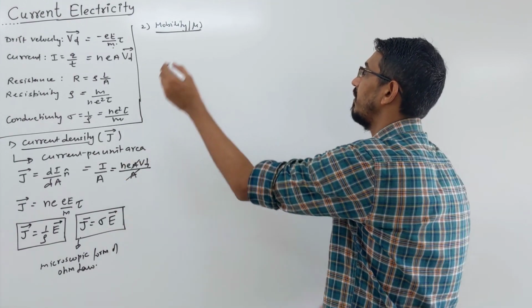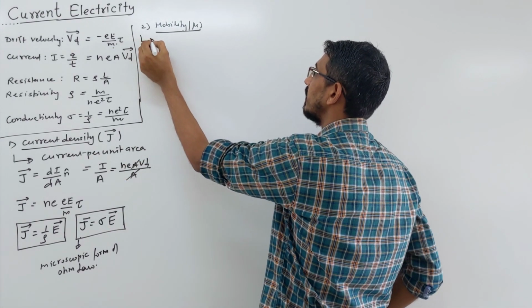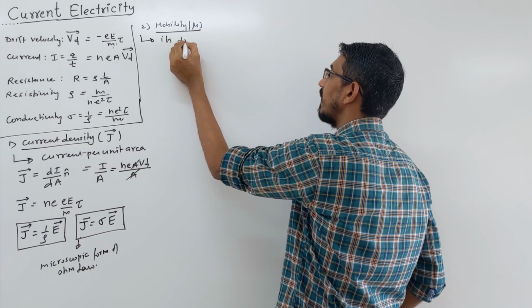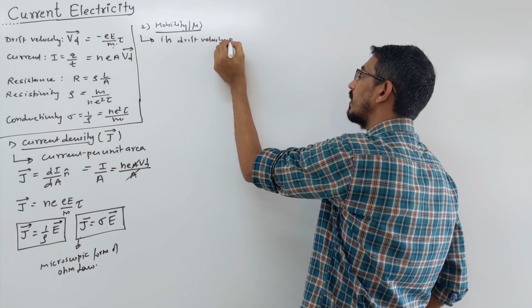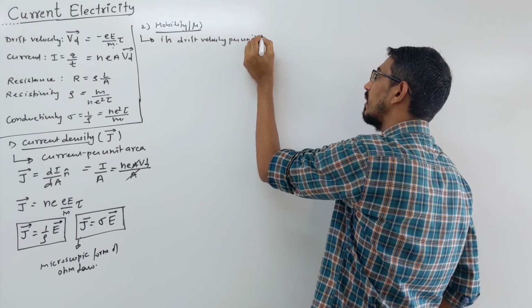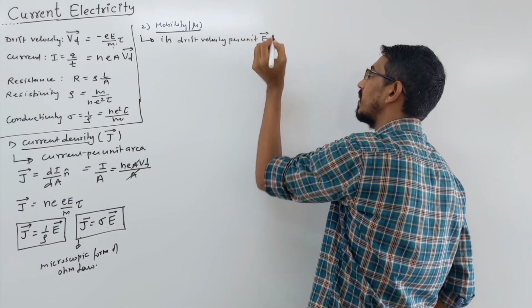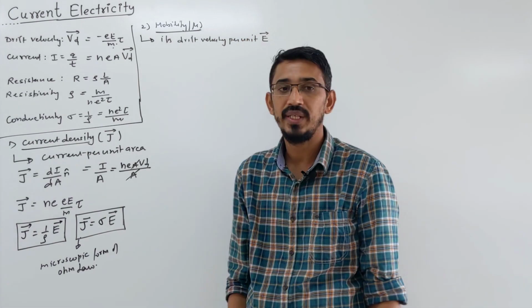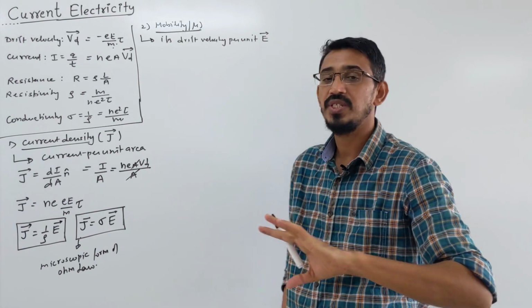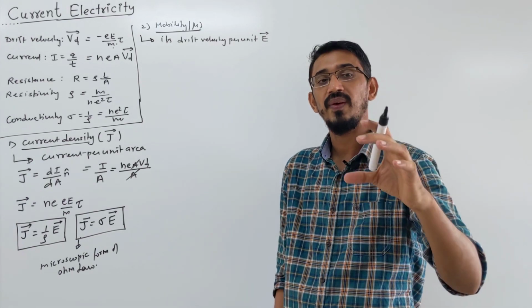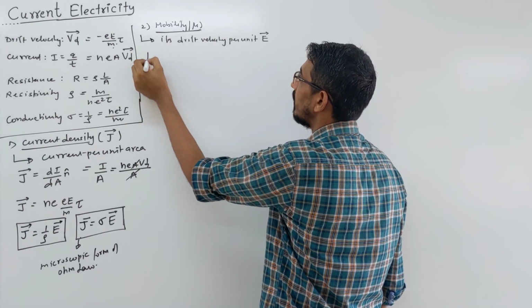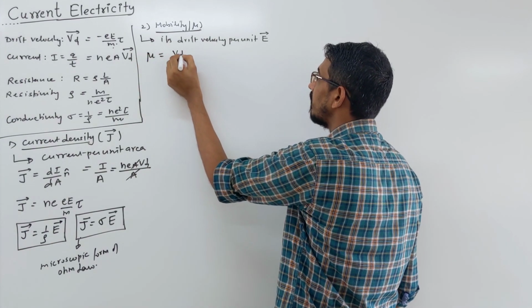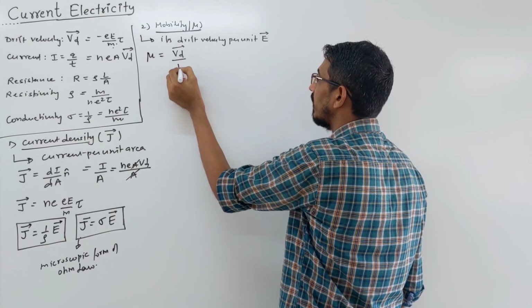So how did they define it? It says that it is drift velocity per unit electric field. Okay, I am writing just the symbol only. What is mobility? It is the drift velocity per unit electric field. Drift velocity by electric field. This ratio is called what? Mobility. Mathematically, how will you write it? Mu is equal to what? Drift velocity by electric field.